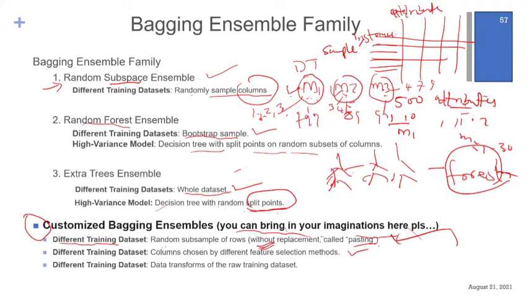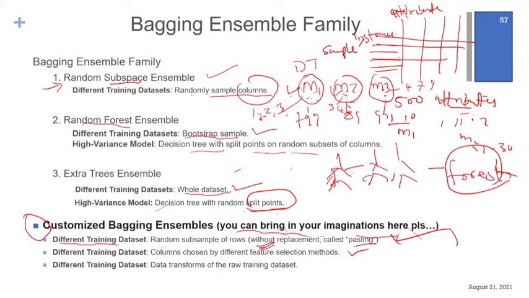Look at this one again. Instead of selecting features at random, as I mentioned here, we don't do it at random. We use a feature selection method. We already discussed feature selection methods. You can see some of our previous videos.